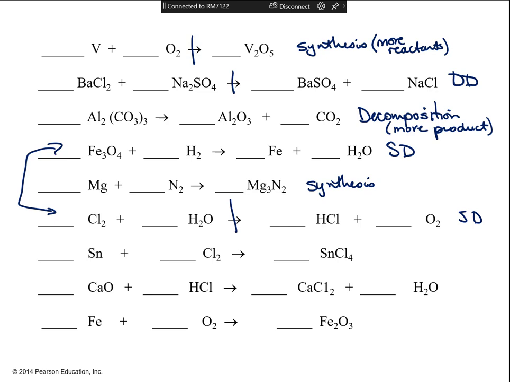What about the next one? Synthesis. Synthesis because I have two reactants and only one product. CaO plus HCl makes CaCl2 and H2O. That's a double, because two compounds making two different compounds. If you have two ahead of the arrow and two behind the arrow, you know it's a displacement, and since they're both compounds, I know that that's a double displacement. And then the last one, synthesis. More reactants than products.